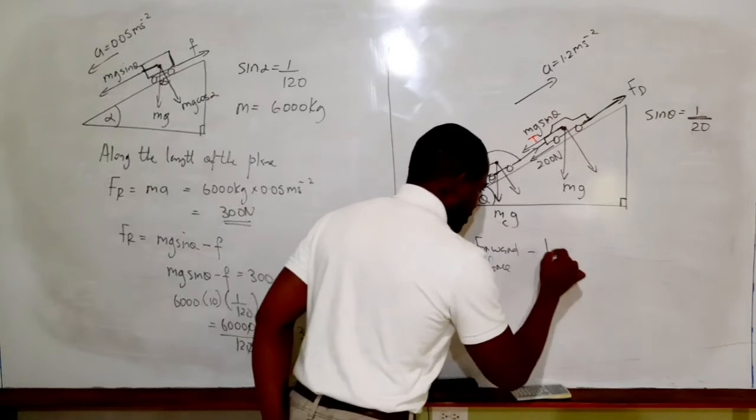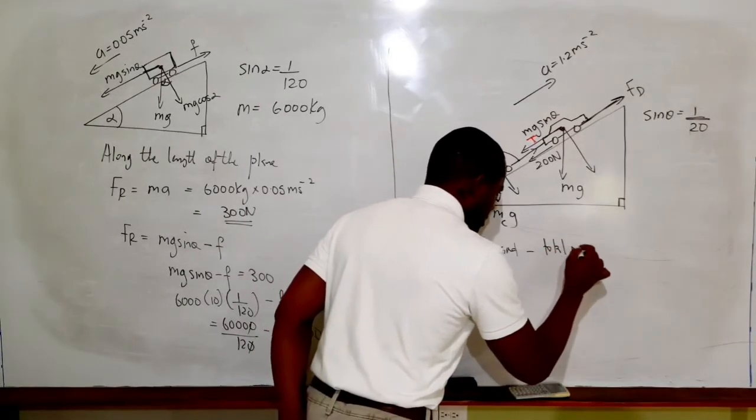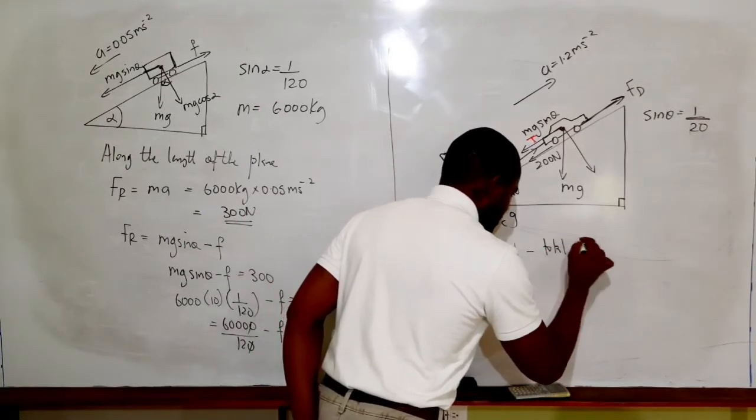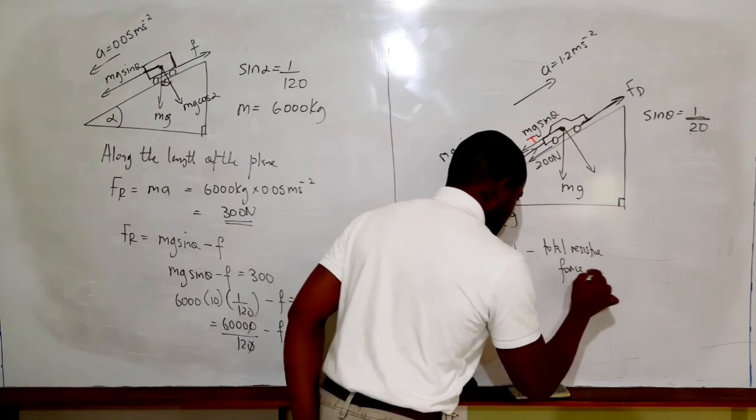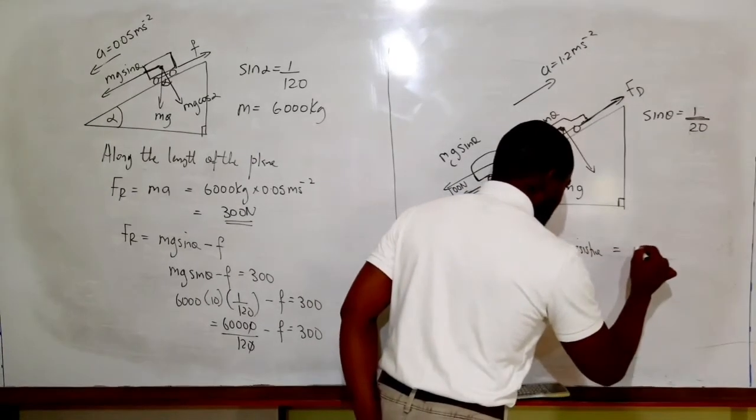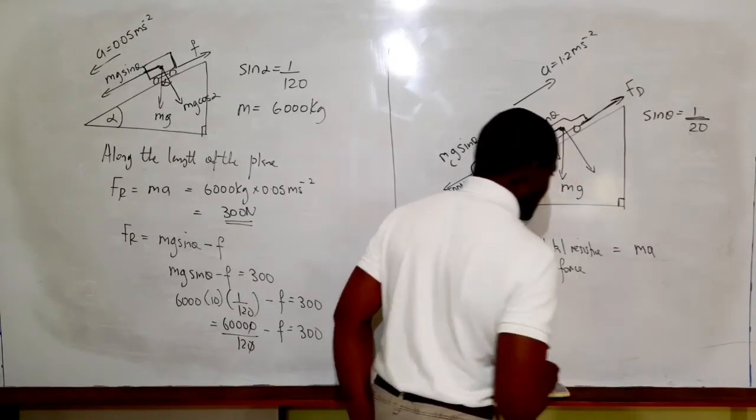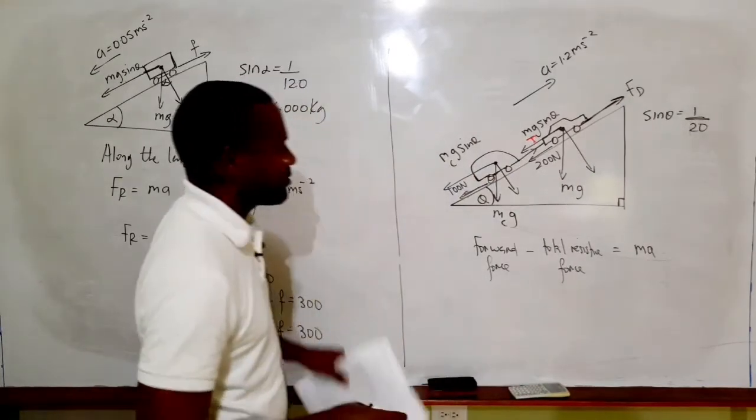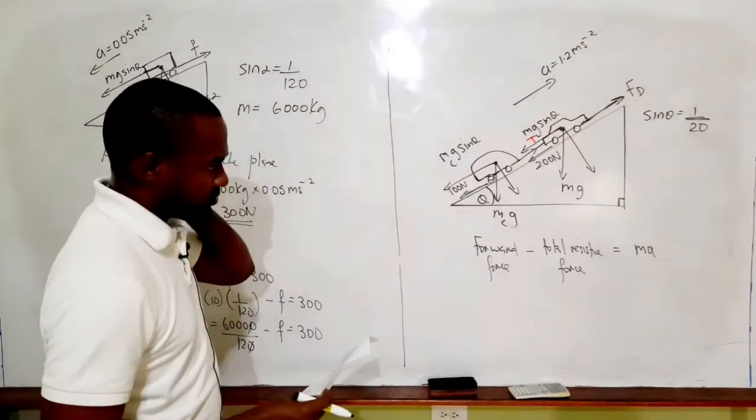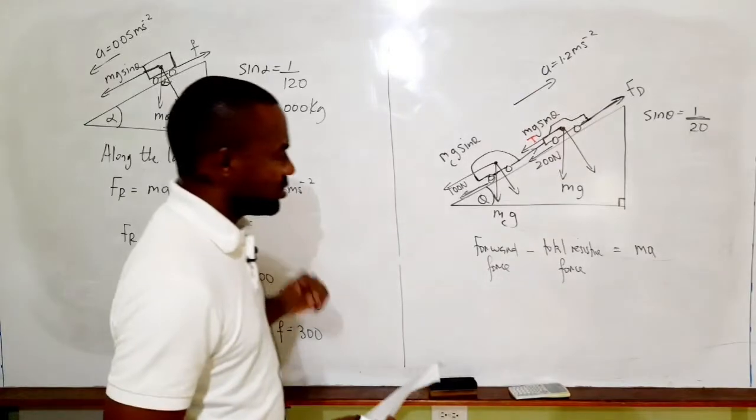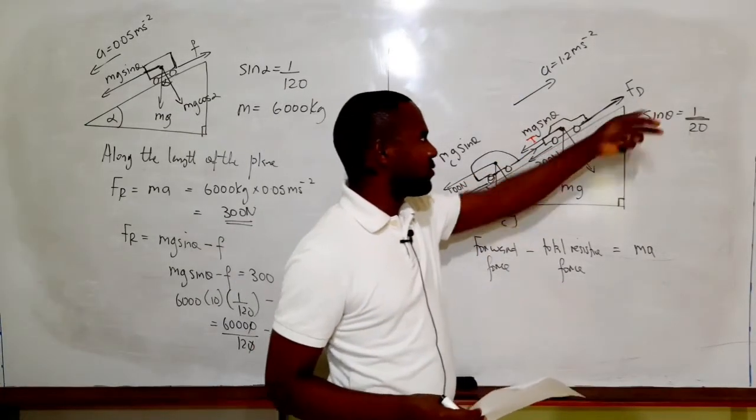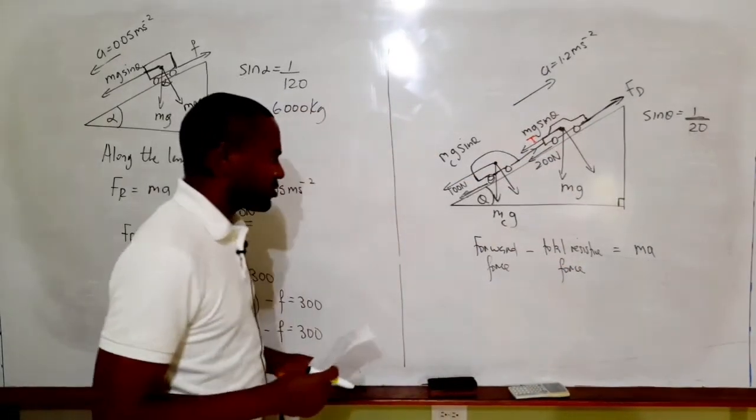minus the total resistive force is equal to the resultant force, or the mass times acceleration, right? So this is what is happening. So what is a forward force? There's only one forward force, which of course is the driving force, right?